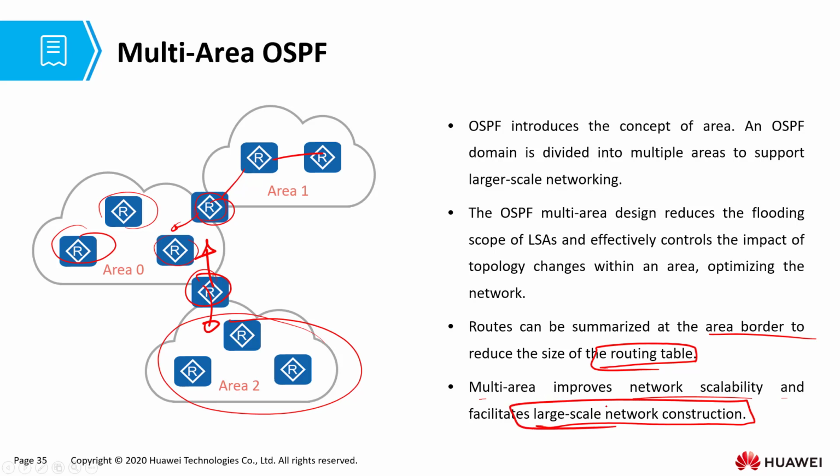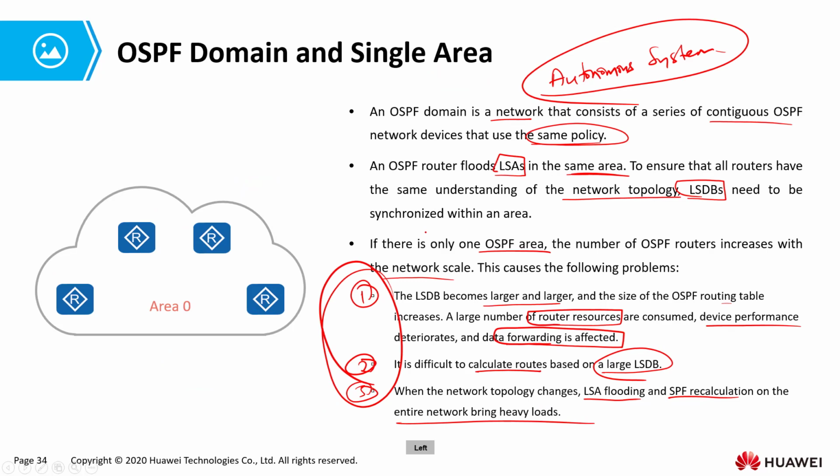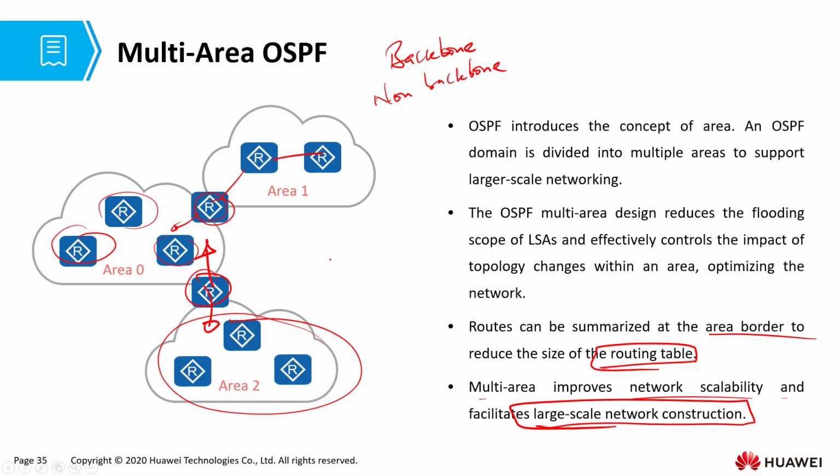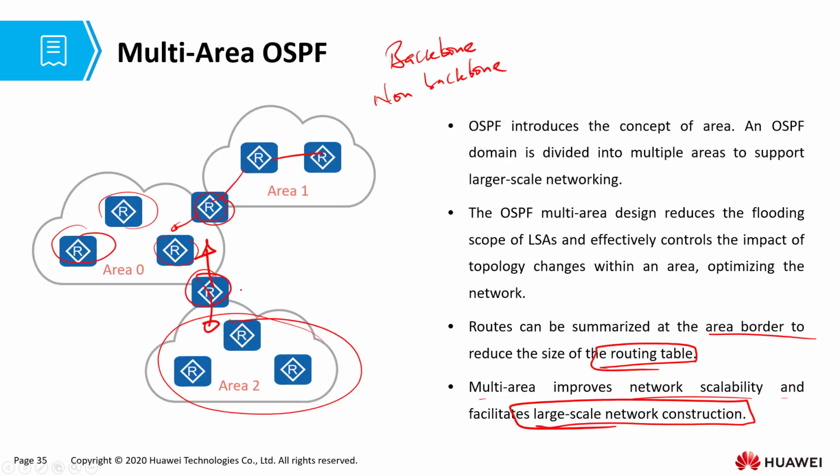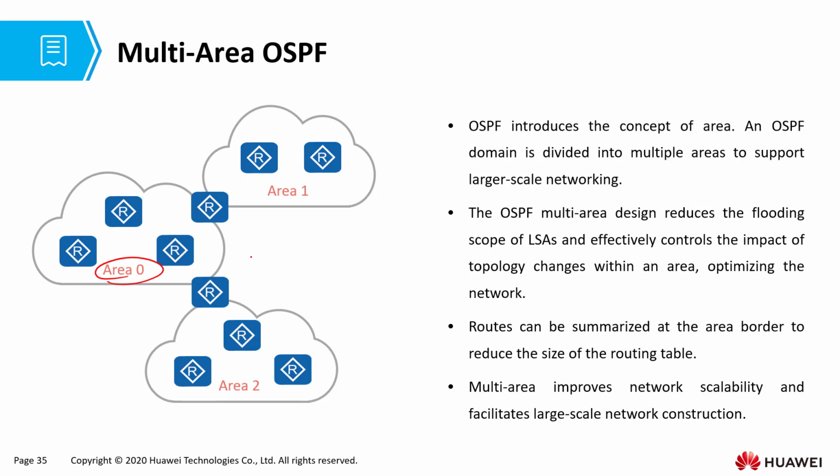Now, areas in OSPF can be classified into what we call backbone areas and non-backbone areas. Now, area zero, illustrated right here, is the backbone area. All other areas are non-backbone areas. When we are using only a single area, this area number can be anything.